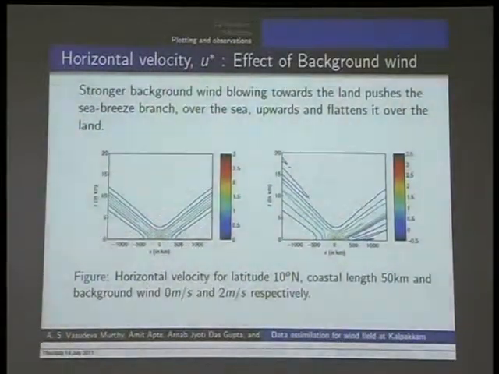Arnab has done, and here is the horizontal velocity as a function of the background wind. Okay, so this is for 0 and that is for 2, and what it seems to say is that the profiles lose sharp gradients near the coast, at the coast.